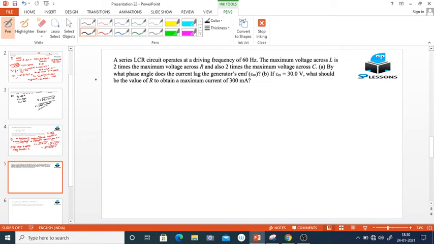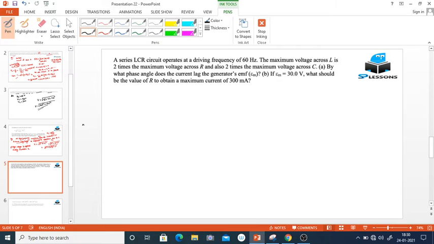This is also a very interesting question. A series LCR circuit operates at a driving frequency of 60 Hz. The maximum voltage across L is 2 times the maximum voltage across R and also 2 times the maximum voltage across C. It means VR, VL and VC. The first question is, by what phase angle does the current lag the generator's EMF? The second question is, if Em, the peak value of voltage, is 30 volt, what should be the value of resistance to obtain a maximum current of 300 milliampere?